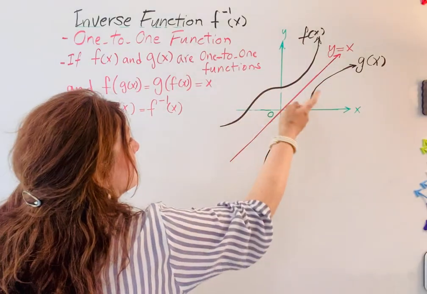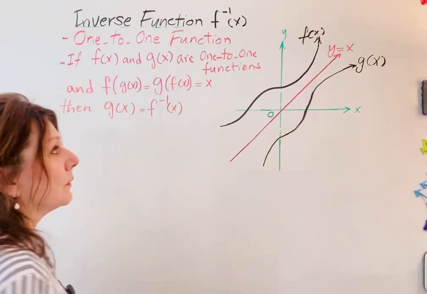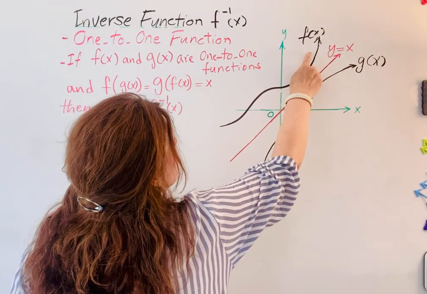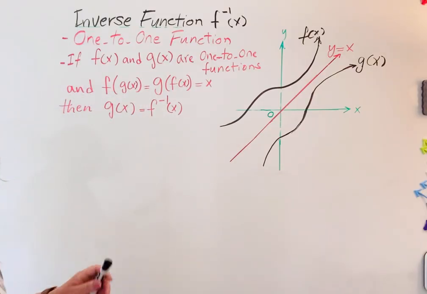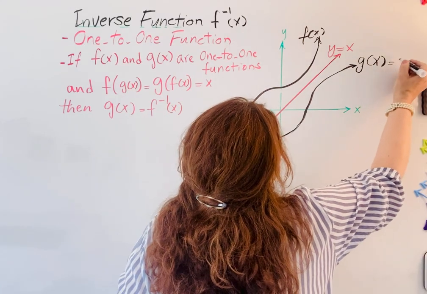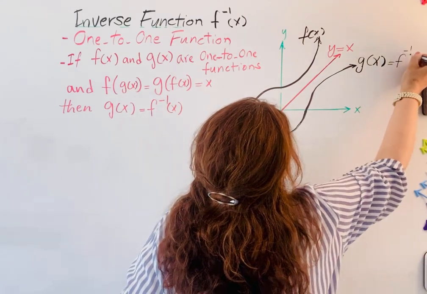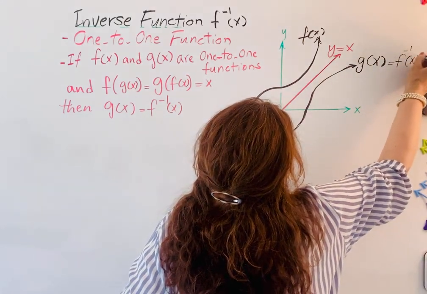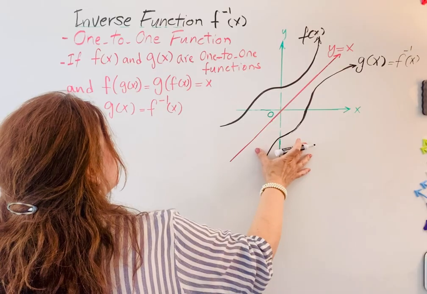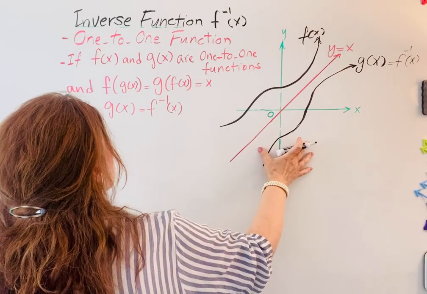If they are symmetric over this line, we can say that f of x and g of x are inverse to each other. Okay, and we can write g of x as f inverse of x. This is graphically, in general, what it means.